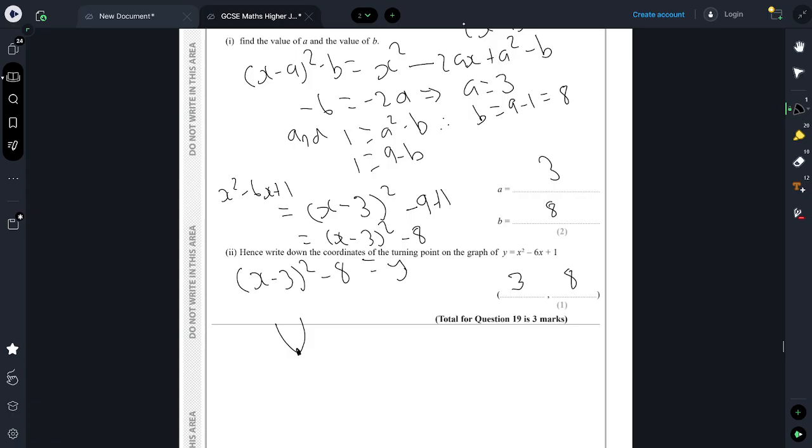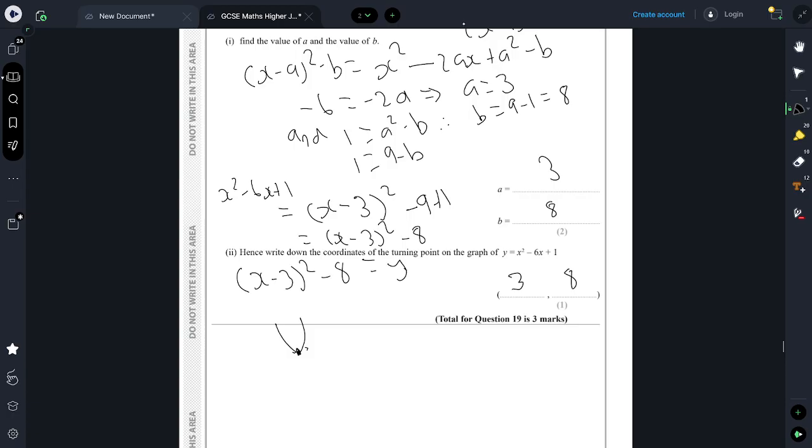But actually, the turning point is also the minimum point. It's the minimum y value. So if you plot this on a graph, this is the lowest y coordinate of the graph, which is useful for many things. But anyway, just not to bore you, this is the turning point. Now, this is also the minimum point, as I said.